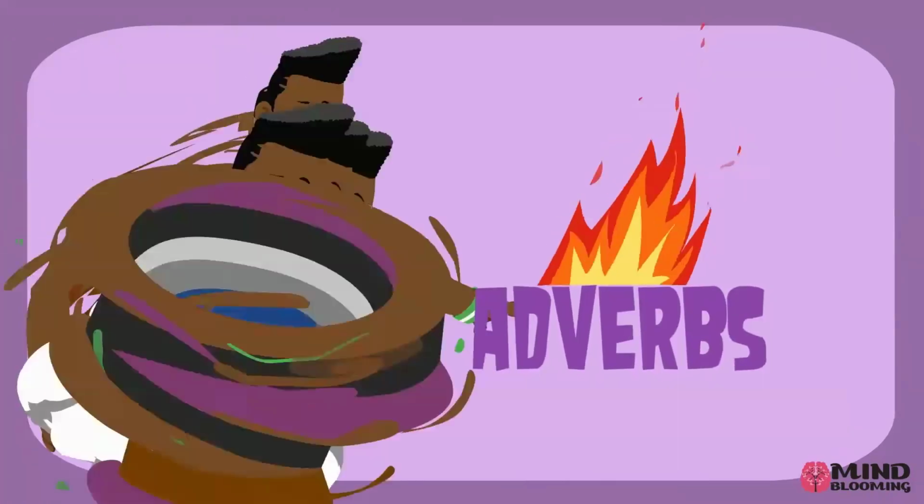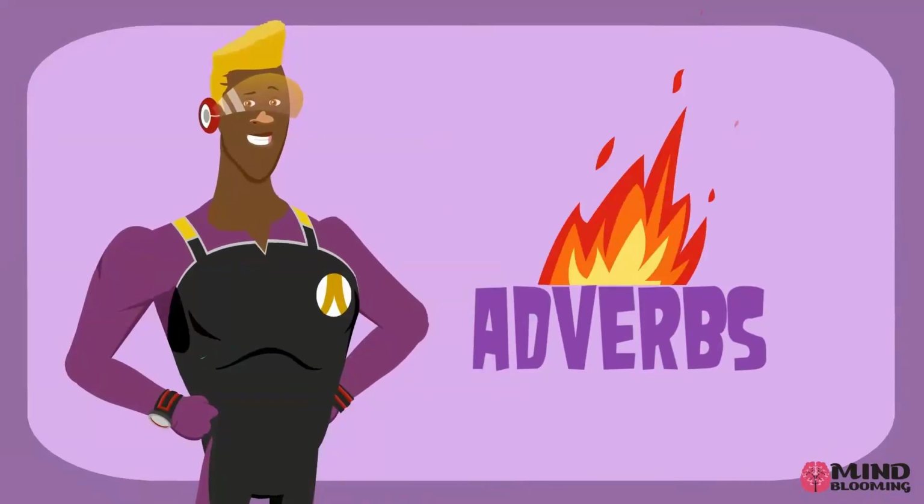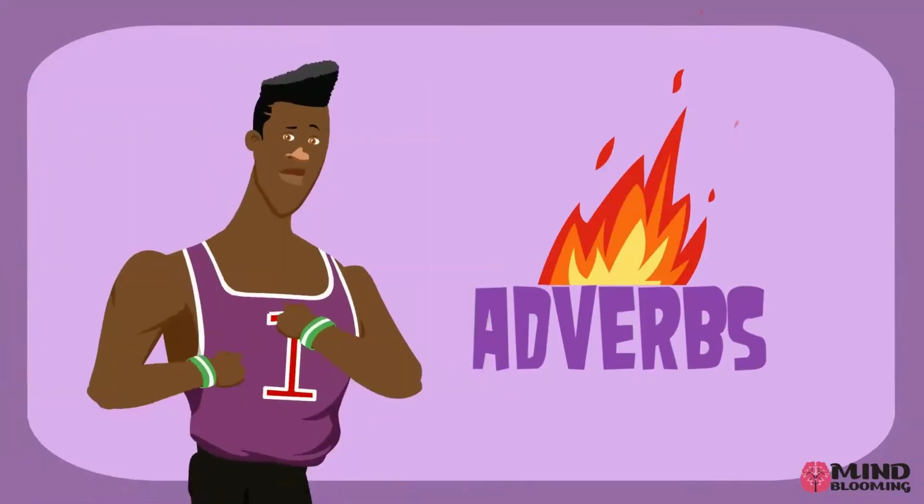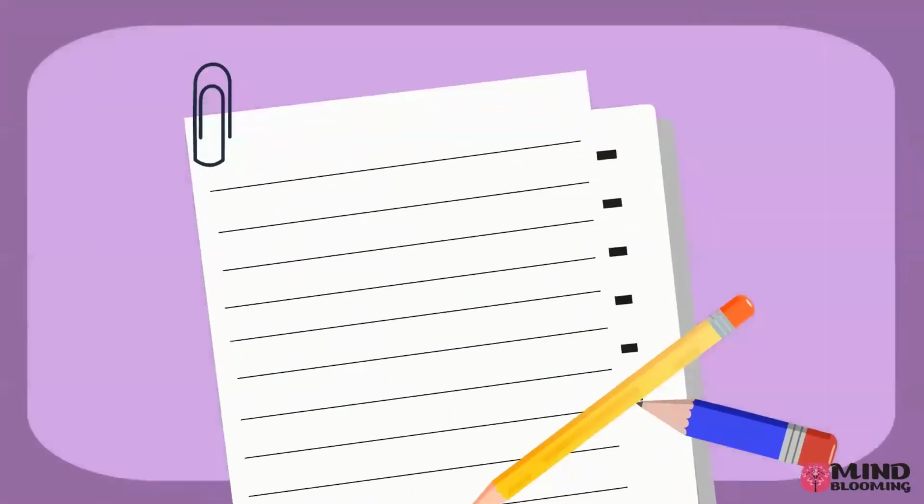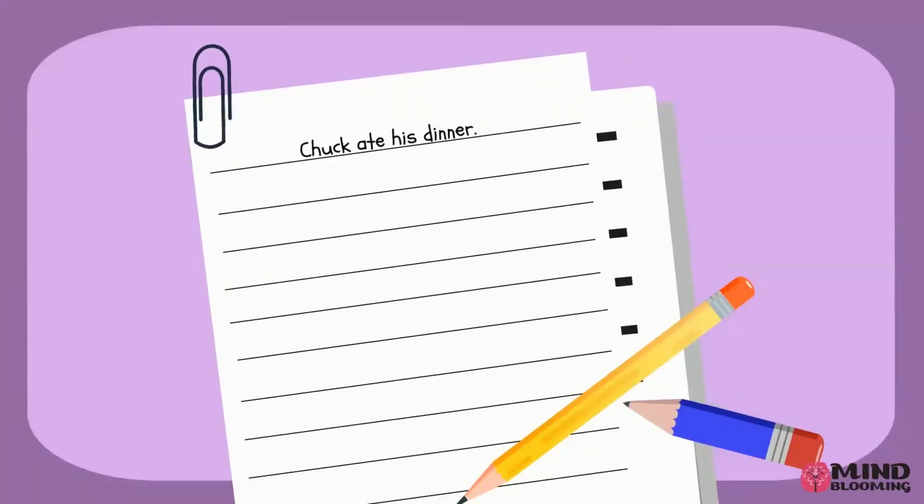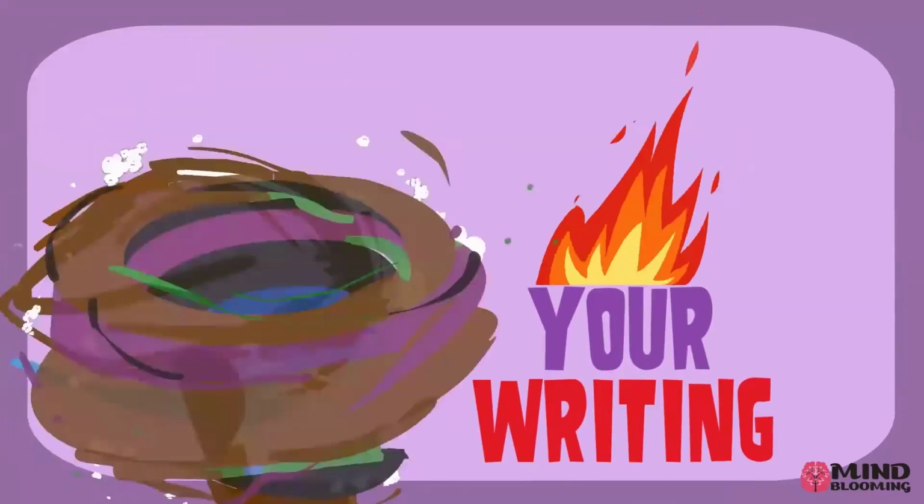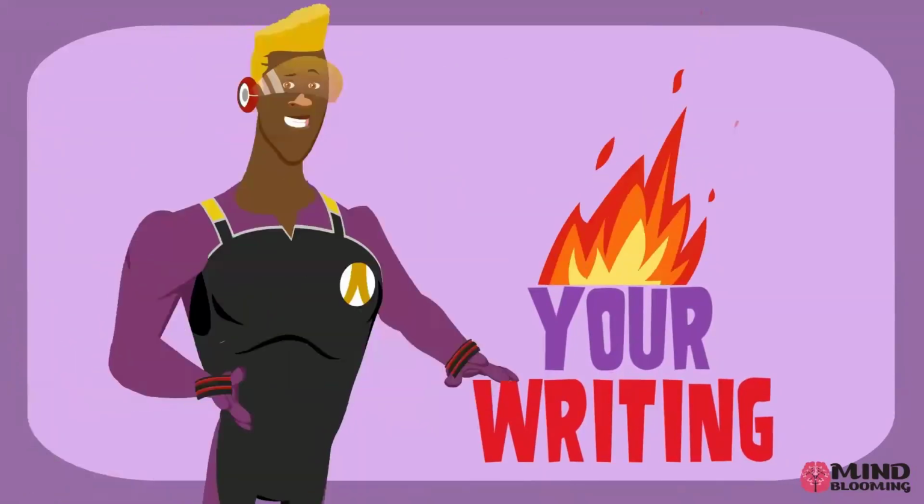Just like adjectives, adverbs really help transform your sentences and make them more interesting. Let's see how. Chuck ate his dinner. This is a very simple and plain sentence. By adding adverbs, I can make it more interesting. I can say Chuck happily ate his dinner or Chuck hungrily ate his dinner. In both sentences, the adverbs show how he was eating. Try using adjectives and adverbs in your writing and see how your sentences will transform.